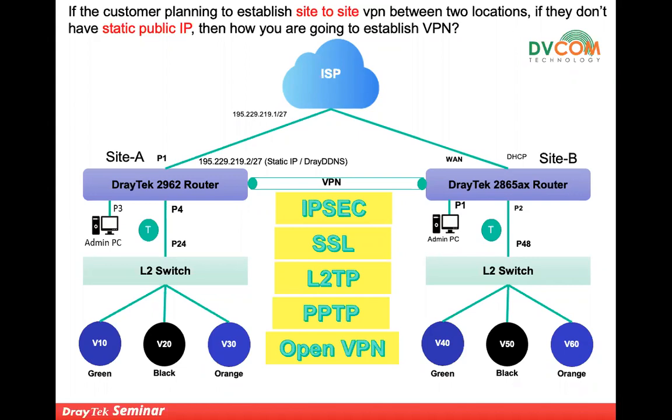So most of the time people may ask you this question: we have a FortiGate on one side and the other side is a Draytek. Can we establish the VPN? Yes, you can establish the VPN. You can use either IPsec version 1 or version 2, it doesn't matter, and make sure the parameters are matched. Once the parameters are matched, then you can establish the VPN.